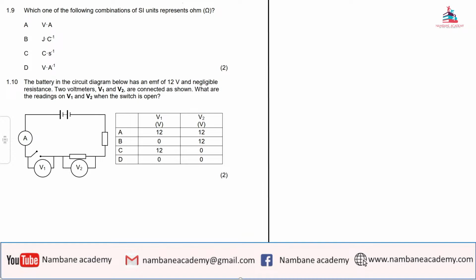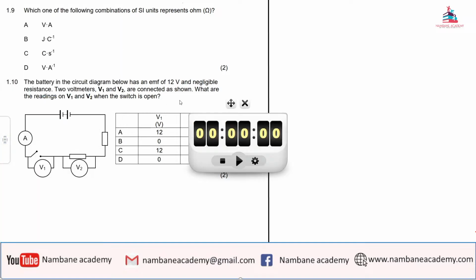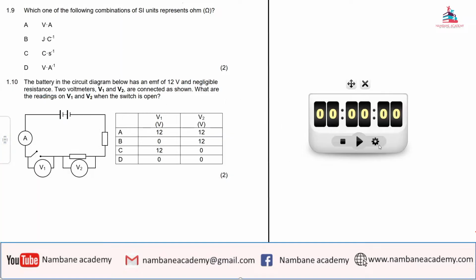For this one, kindly tell me, I will give you still something like 3 minutes, but for both of them, because the first one is quite straightforward. It just wants you to apply. So I'm going to give you the 3 minutes for both of them. Just make me aware which one is 1.9, which one is 1.10.